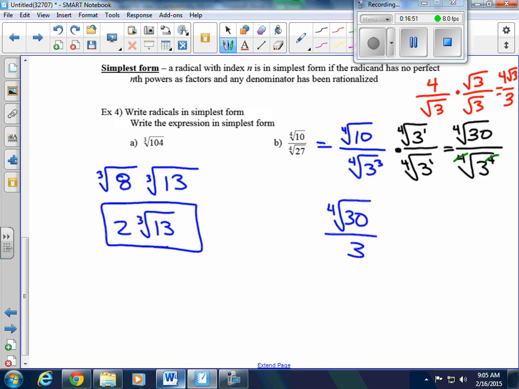And we have to check two things. 1, is there a radical in the denominator? No, we got rid of that. 2, is there a radicand that has a factor that has a 4th root? The only radicand is 30. Well, let's take 2. 2 to the 4th is 16. Is 16 a factor of 30? No. So let's try 3. 3 to the 4th is 81. 81 obviously is not a factor, so there's no way that we can reduce that any further. And there is our answer.